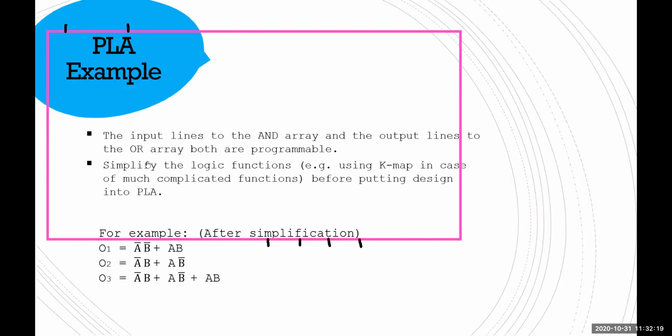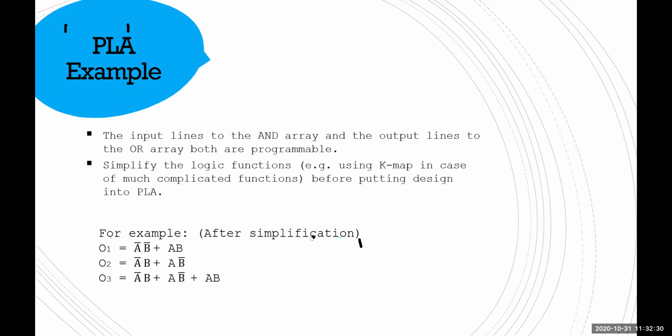Here you can see the input. Okay, one example. In this example, what they have said is to implement these using PLA. You have one output that is A bar B bar, A plus AB, O1. You have the second output that is A bar B, A B bar. The third output is A bar B, A B bar plus AB.